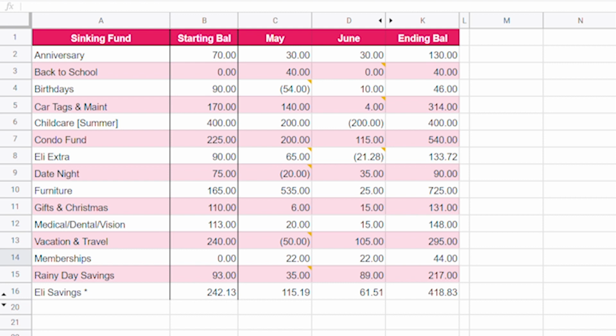But I do have two more. I have Eli Savings. Here, as you can see, we started off with $242.13 at the end of April. I do have a little note down here because I put an asterisk by it. The asterisk means that it's a digital/electronic savings account that I have with Capital One 360. You guys know that from watching my videos, I'm sure.